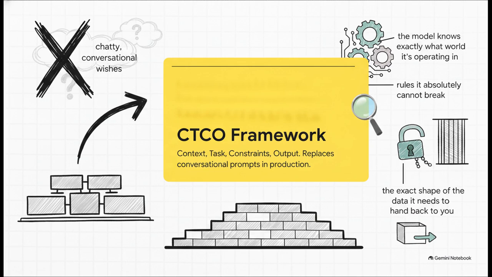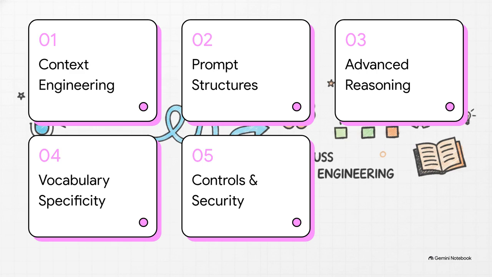Our new baseline is the CTCO framework. That stands for context, task, constraints, and output. This is exactly how you guarantee the model knows the specific world it's operating in, what it needs to do, the rules it absolutely cannot break, and the exact shape of the data it needs to hand back to you. No more guesswork. Here is our tour map for today.